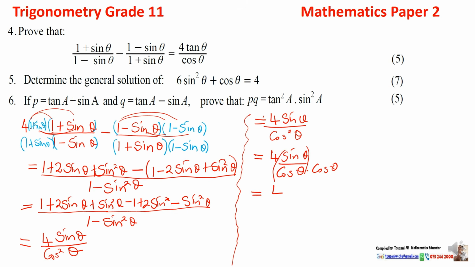So the answer will equal 4 times tan theta, then divided by the cos of theta. This is equal to the right hand side of the identity. I have proved my identity. The right hand side is equal to the left hand side.